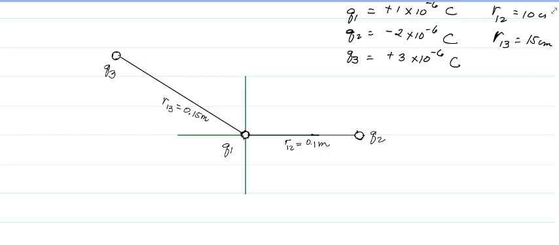So let's label the sign of the charges. Q1 is positive, so let's label this as positive. And for our charge 2, we have negative, and charge 3 positive.